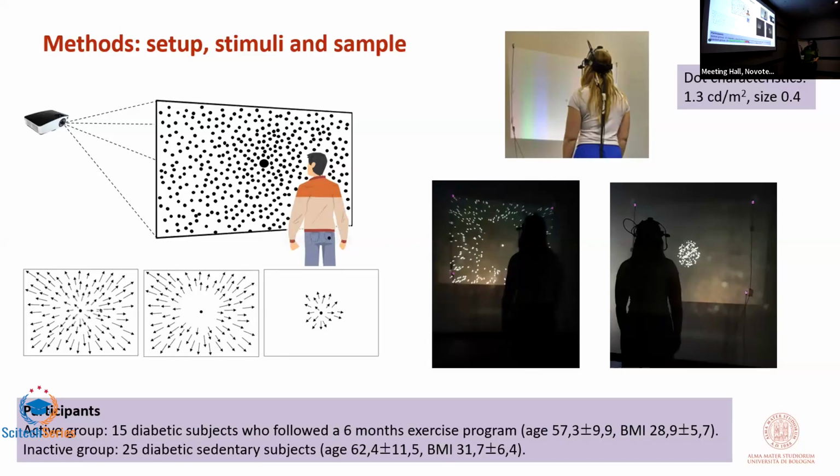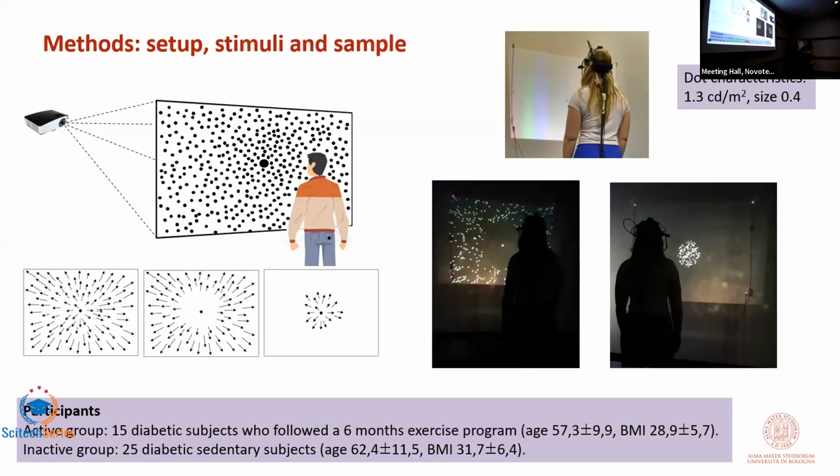She's wearing the helmet. I will show you the helmet in the next slide. This is the eye tracker. She's in front of the screen, and this is a picture taken during the stimulation. So you see the peripheral stimulus with dots only in the peripheral part, and this is the foveal stimulus with dots just in the foveal part.